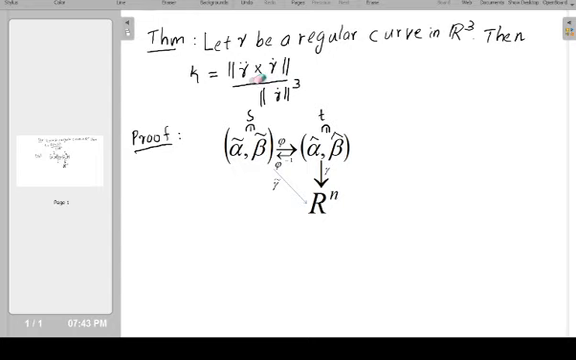Also in R2 you can make sense of cross product, because in the xy plane, if you take two vectors and take the cross product of them, you will end up with a vector which is perpendicular to that xy plane. So still there is a vector, namely the cross product of two planar vectors. Okay, now we will start proving this theorem.